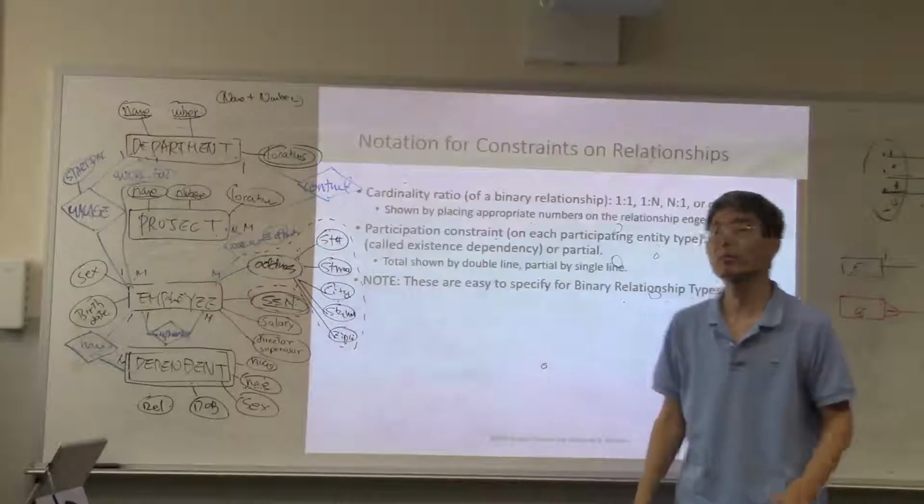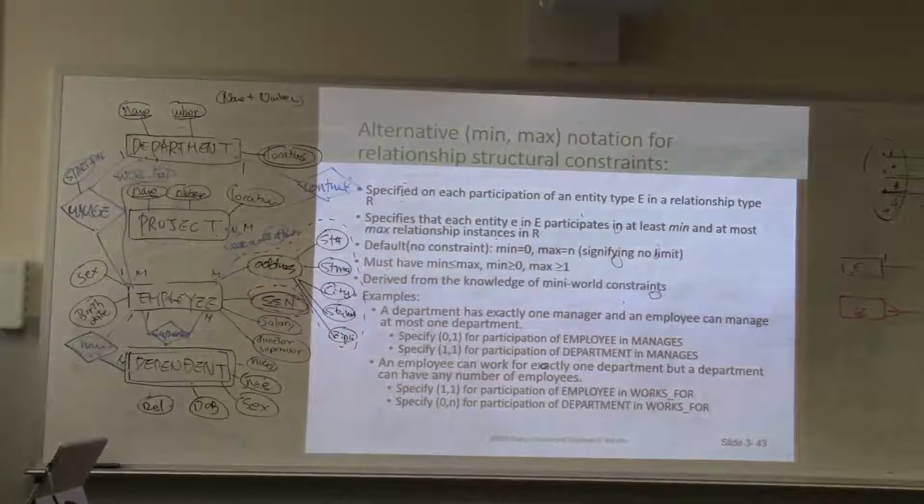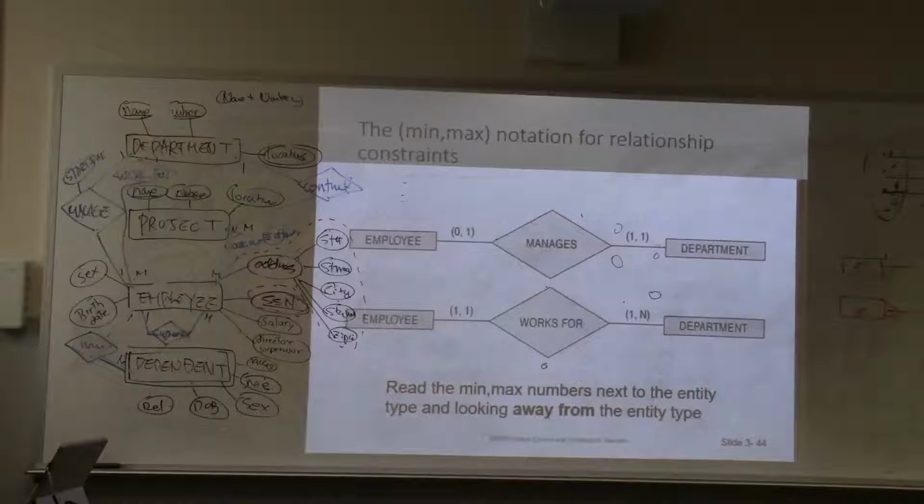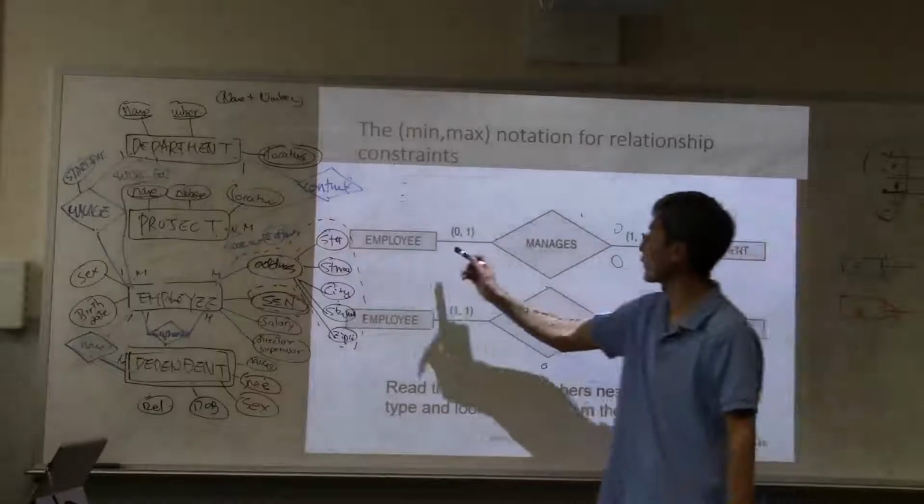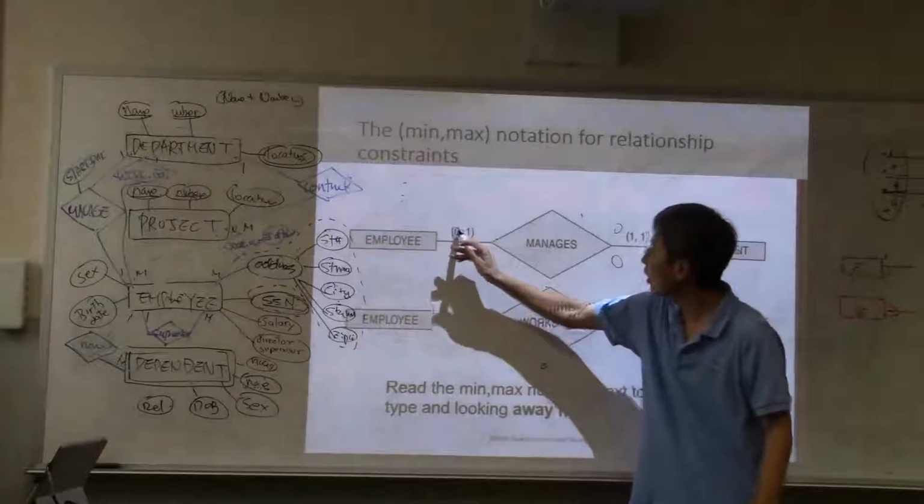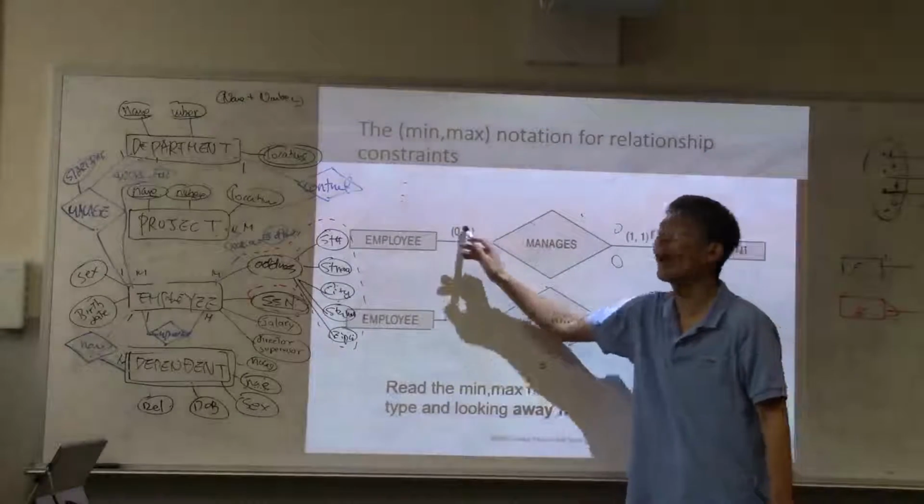So to address that problem, there is another notation. It's a min-max notation. Minimum 4 employees, maximum no limitation. Or minimum 1 employee, maximum 1,000 employees. So you can specify minimum and maximum using min-max notation. So for example, instead of the many to one relationship, 0, 1. 0 is the minimum, 1 is the maximum. Of what?